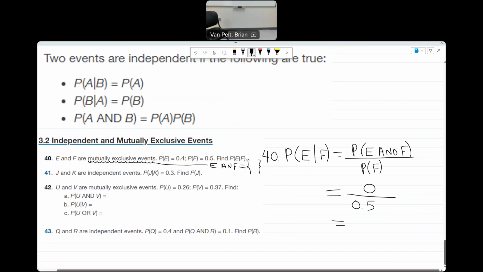I want you to make sense of it too. E and F are mutually exclusive events. So when I'm talking about the probability of E given F, I'm asking what's the probability that E is true, given that F has already occurred? Well, since E and F have nothing in common, I can't talk about anything in E that has already occurred.